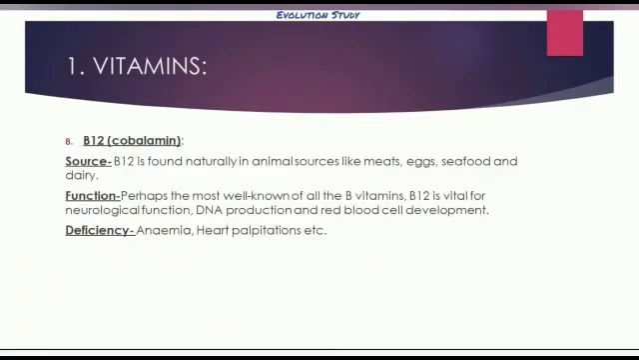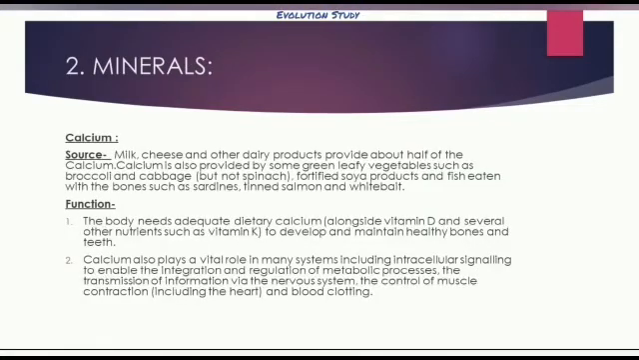B12, cobalamin. Source: B12 is found naturally in animal sources like meats, eggs, seafood, and dairy. Function: perhaps the most well-known of all the B vitamins, B12 is vital for neurological function, DNA production, and red blood cell development. Deficiency: anemia, heart palpitations, etc. Calcium. Source: milk, cheese, and other dairy products provide about half of the calcium.